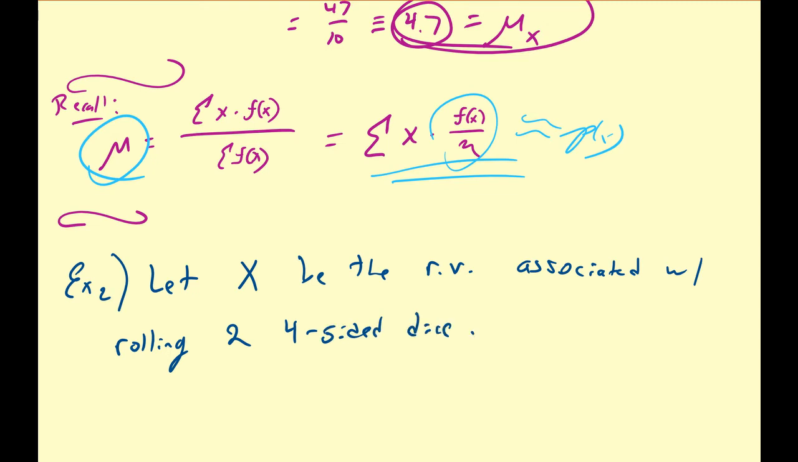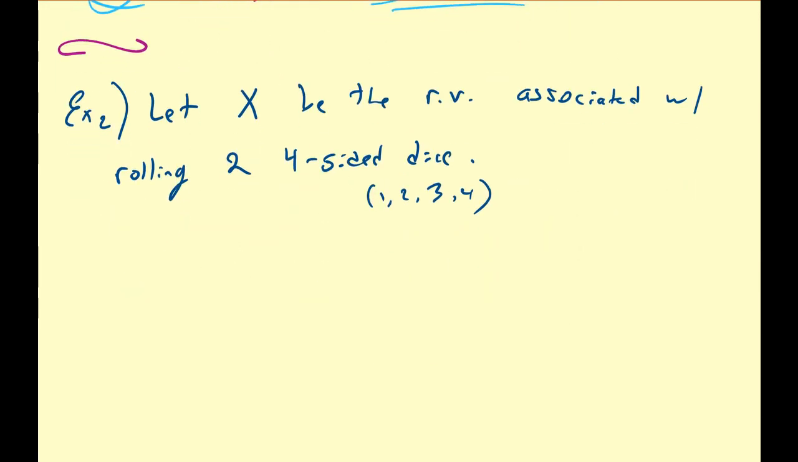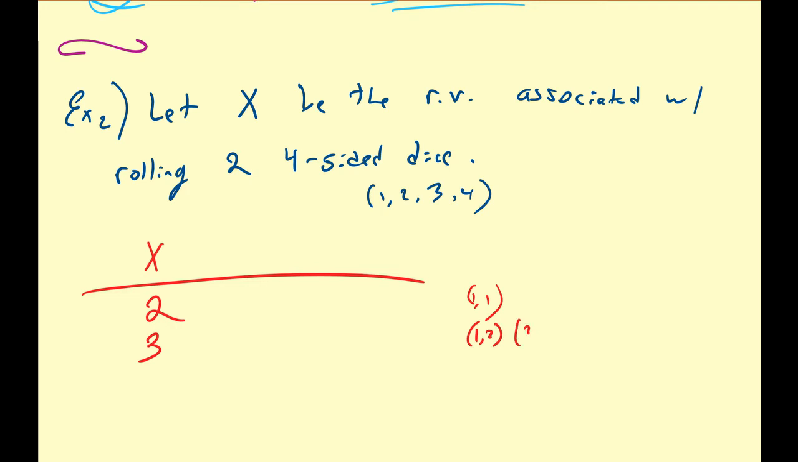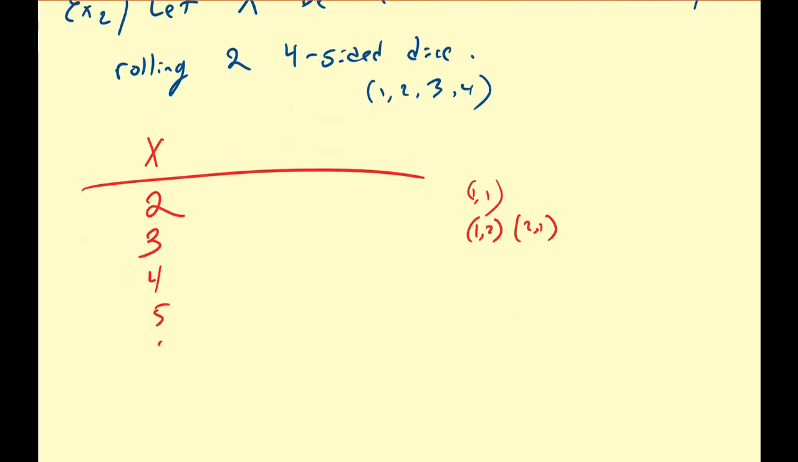So when I say four-sided dice, I'm assuming that you can have 1, 2, 3, or 4 as your values. So if this is my random variable x, my minimum value that I can have is going to be 2. That's going to be associated with event (1, 1). I can have 3. You can get that via (1, 2) and (2, 1). And you can go all the way up to 8, because that's going to be achieved by (4, 4).